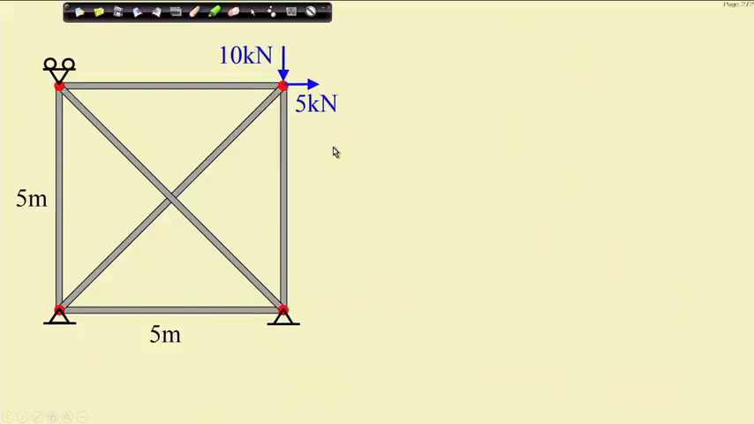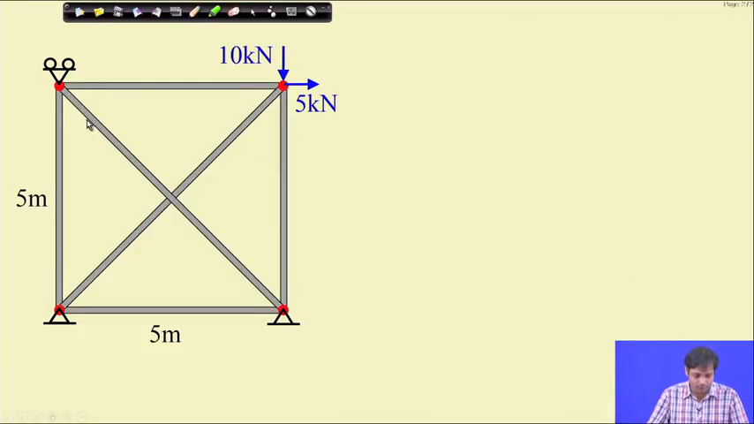So let us take this example. The unknowns we have in this case are two hinge joints and one roller joint. Two hinge joints give four reactions and one roller joint gives another one. So in total five reactions we have, and then we have six members in the truss. So 5 plus 6, 11 unknowns we have, and the number of joints we have is four. So four joints give us 2 into 4, 8 equations. So 8 equations, 11 unknowns. So this is an indeterminate truss.